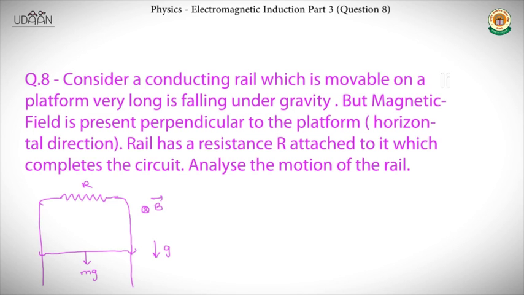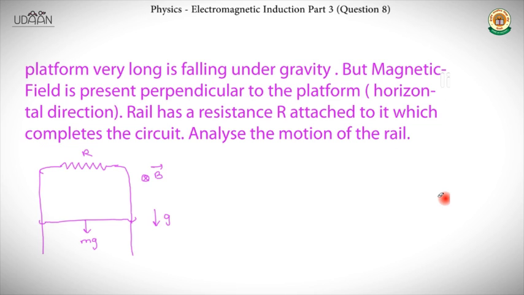So how will we do this question? See, if there is no magnetic field, let us analyze the motion of this rail. What happens? It falls directly. It is nothing but a freely falling body.